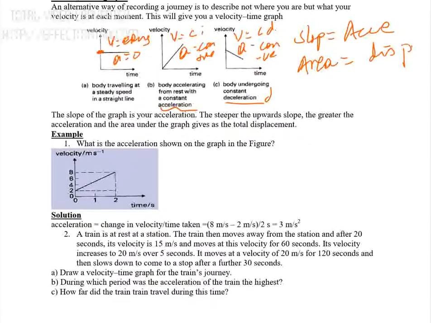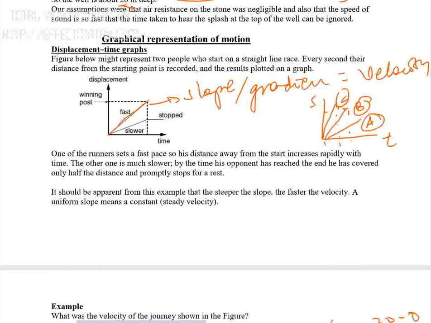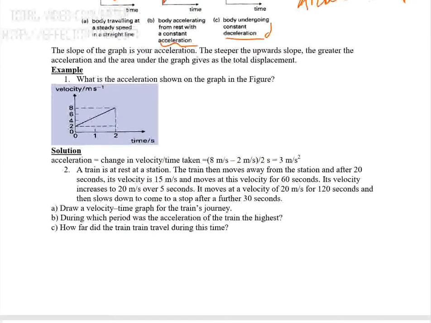The slope of the graph is your acceleration, and the steeper to the y-axis, this one is similar to the displacement-time graph. If the graph is steeper to the y-axis or steeper to velocity, the acceleration is greater, just like we did before. For example, if the graph is steeper to the displacement, its velocity is greater. The same thing is true for the VT graph. If you have another graph here, since it is steeper to velocity, this one has a larger acceleration because it's steeper to the y-axis. We have one example here.